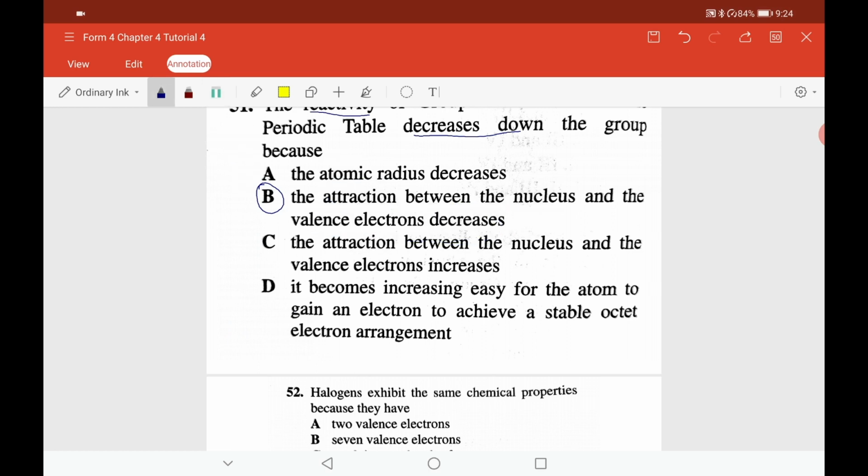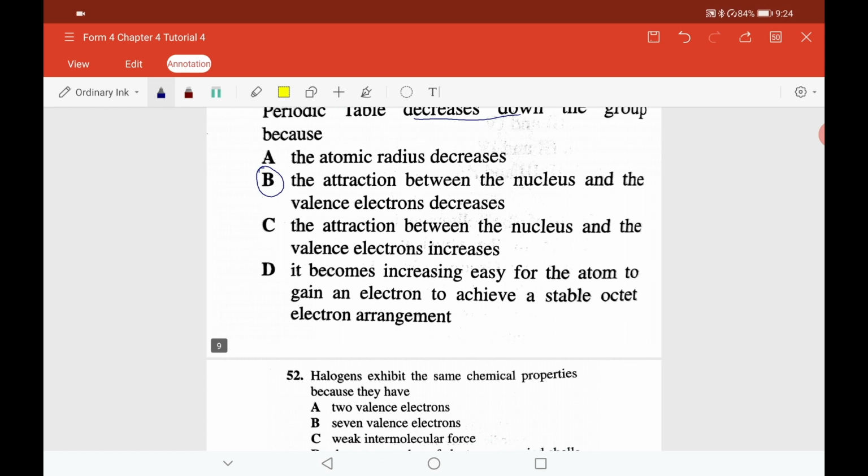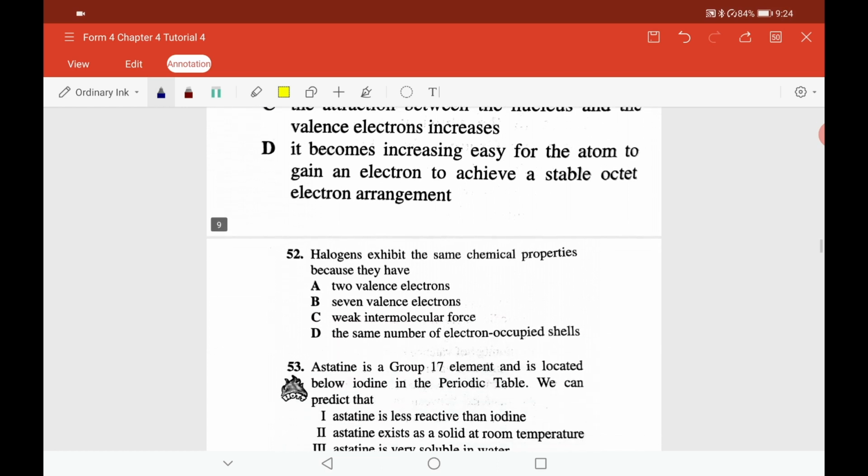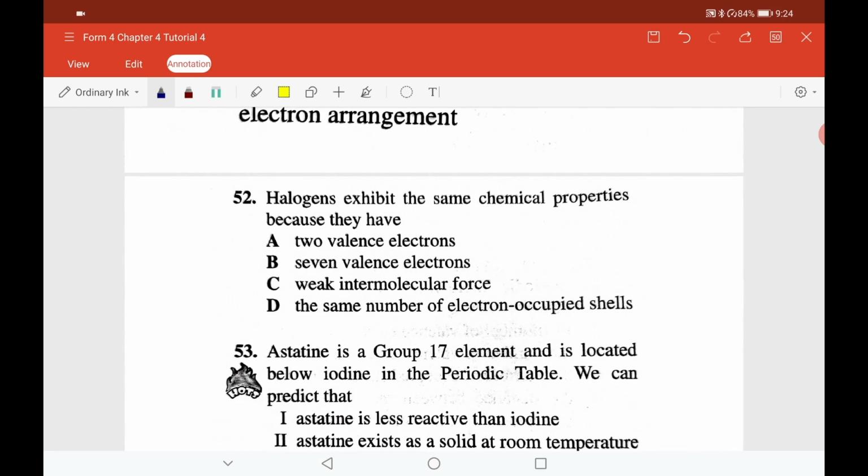So next one. Halogens have the same chemical properties because of what? We learned this before. Always remember, chemical properties are always decided by the number of valence electrons.